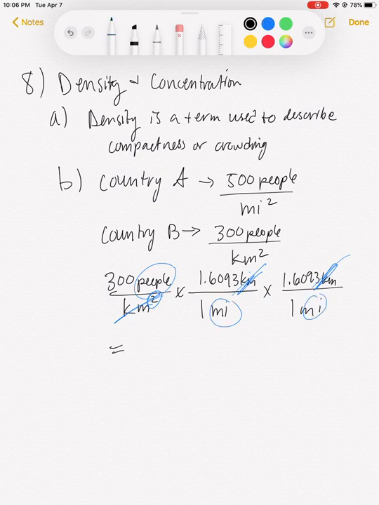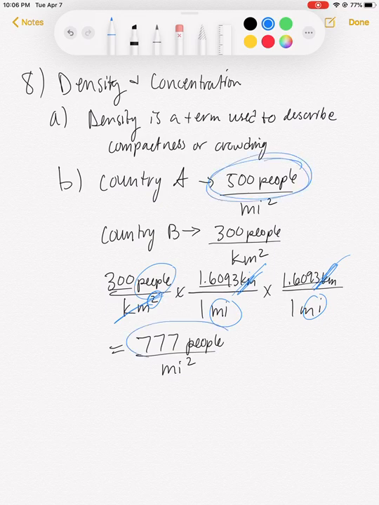In order to find that answer, I take my 300 and multiply it by 1.6093 times 1.6093, and I get about 777 people per mile squared. So what we're doing is comparing country A with 500 people per mile squared to 777 people per mile squared, and country B has the higher population density.